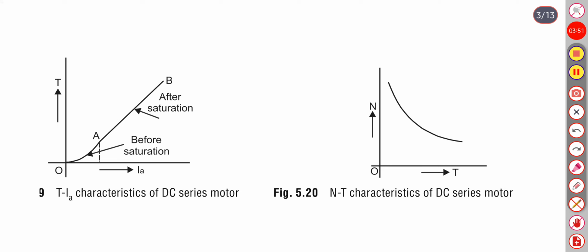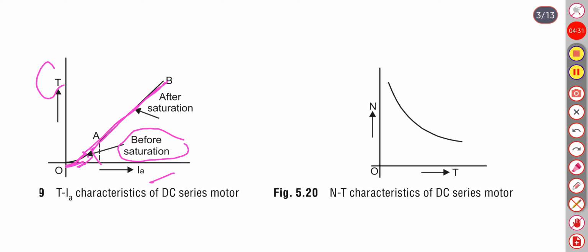In the case of the series motor, in torque versus armature current, this is not a linear graph. Before saturation, the torque is not being developed. After slightly increasing the armature current, that is called the saturation point. From this point, the same motor works like a shunt motor.